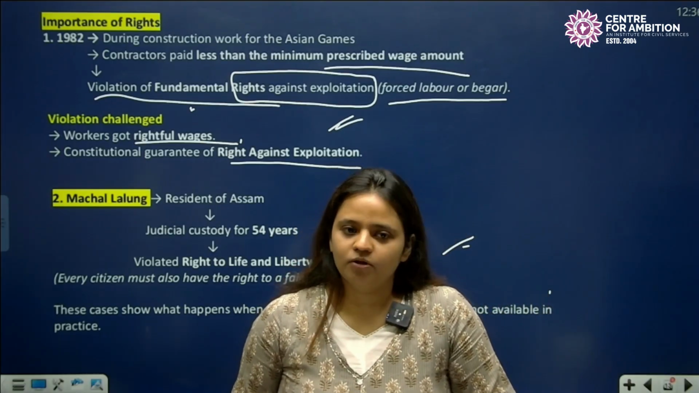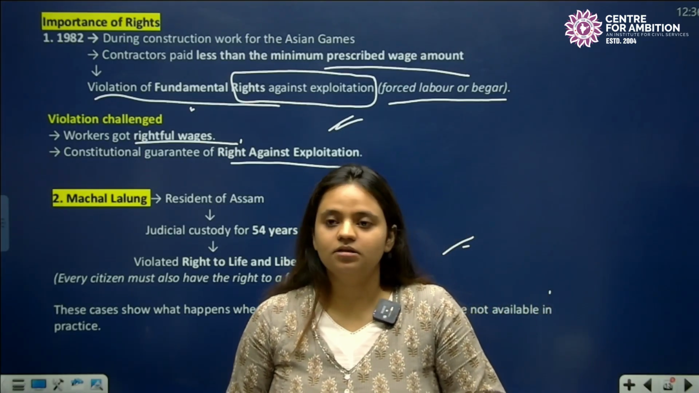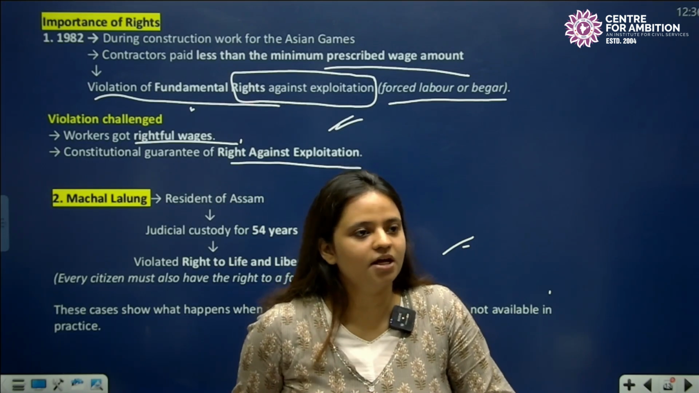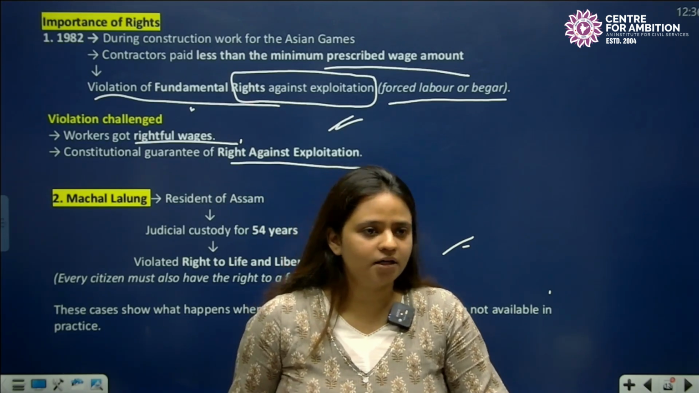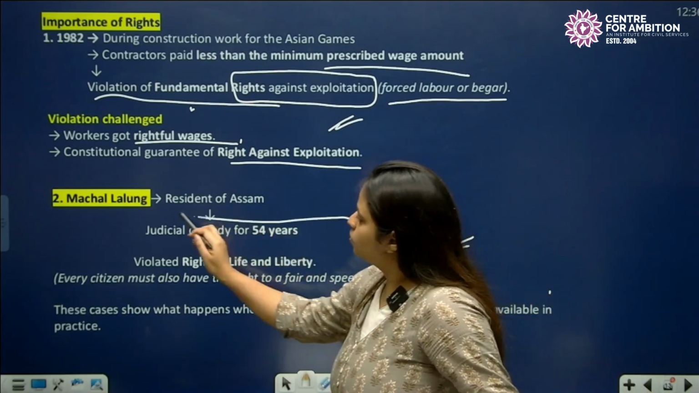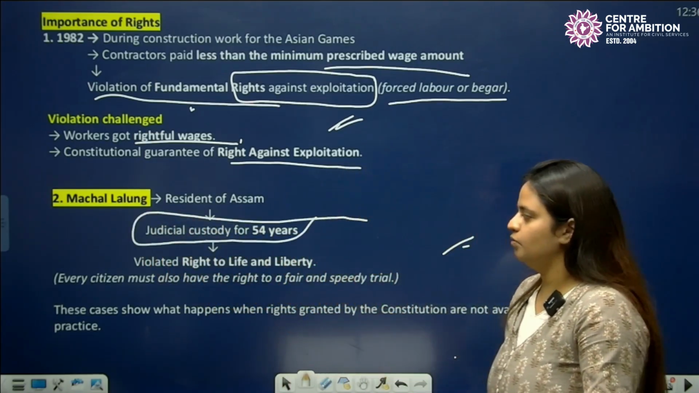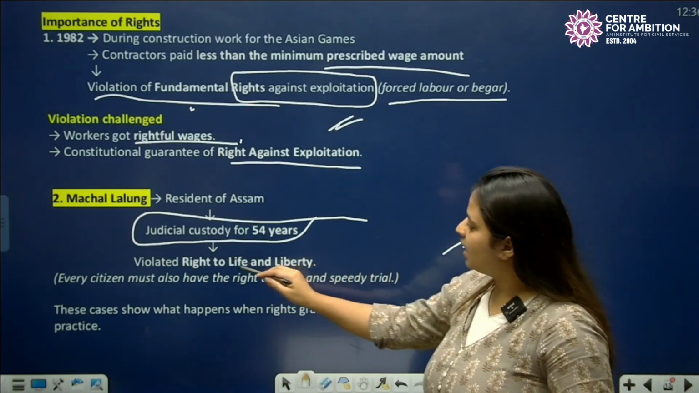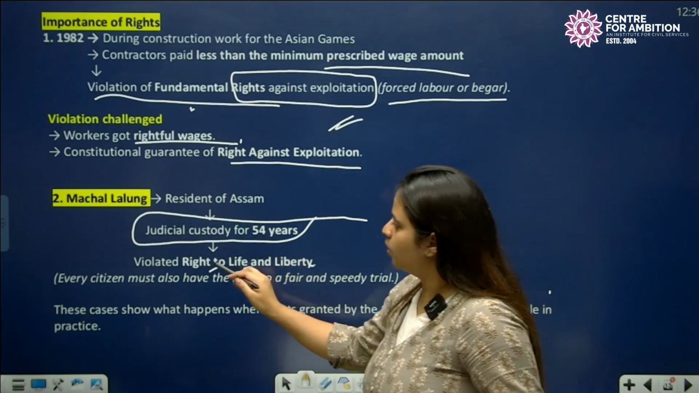Now he is fit for the trial. You can hear the case. The court was very much careless about it and they didn't pay attention to it, and because of their carelessness he was in judicial custody for 54 years. So his right to life and liberty was violated.